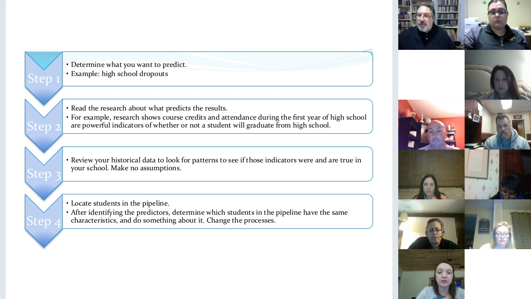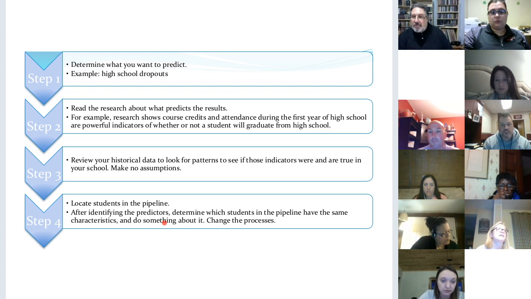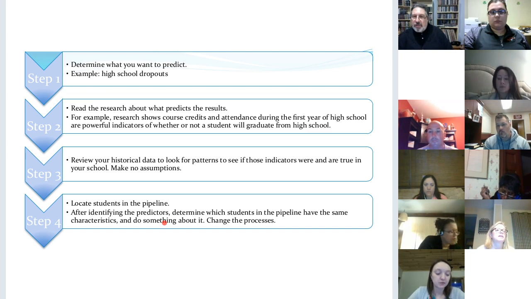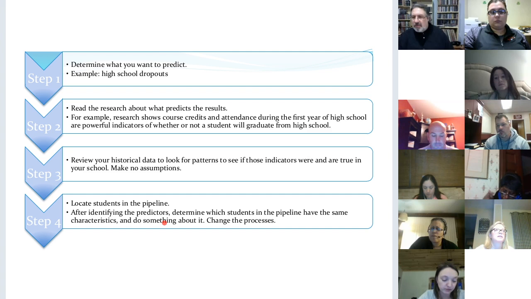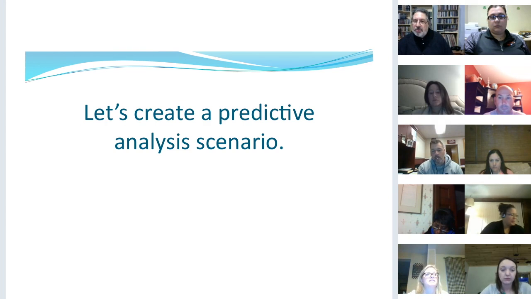If you can be proactive, you can do it as a result of continuous school improvement, and compliance is taken care of. It's all there. You're following the same templates. The last step, locate students in the pipeline. After identifying the predictors, determine which students in the pipeline have the same characteristics, and do something about it. Change the processes. Look at the power that you have, the control, the ability to predict, and not simply be rocked back and forth by your demographics. You can change the processes. That's what you do as a principal.